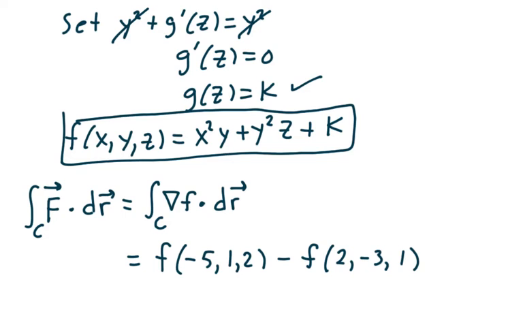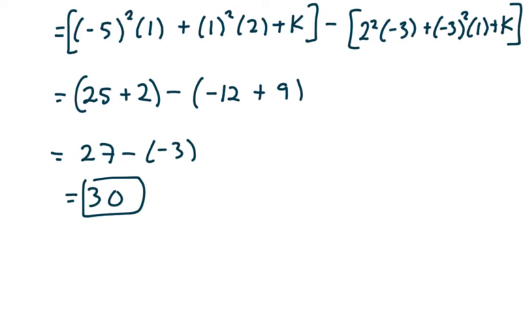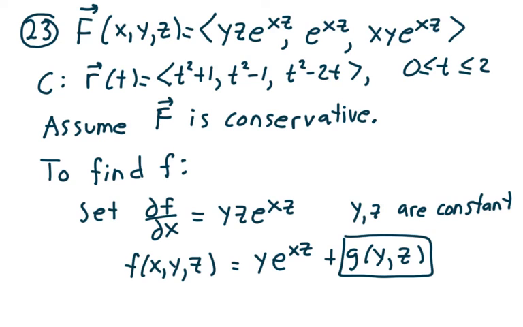So the integral over c of f dot dr is the integral over c of the gradient of f dot dr. Same game. And what's beautiful about this, it doesn't matter what that curve is. I need to know what the initial point is and the end point, and the function, of course. So this is f of negative 5, 1, 2 minus f of 2, negative 3, 1. So I make my calculation, and I come up with 30. That's problem 21.